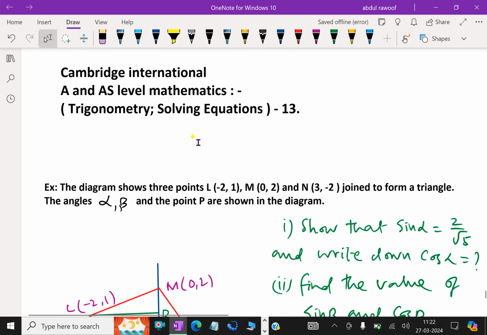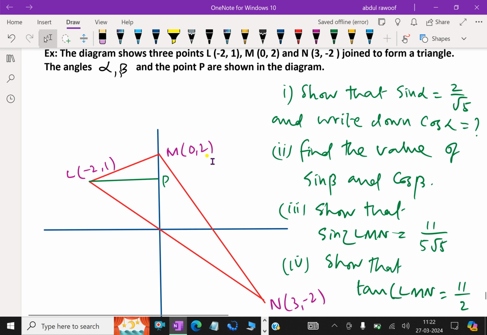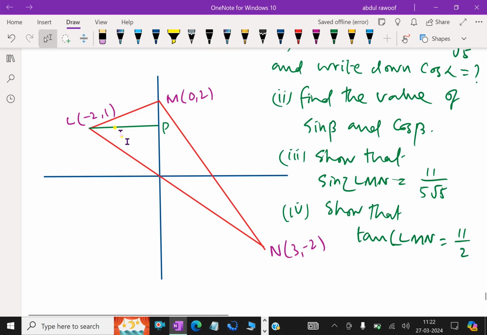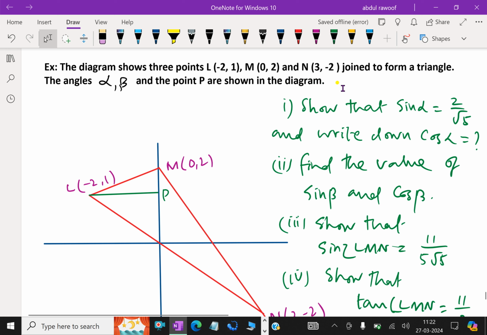Let us do some solving equations. Look at this figure. The diagram shows 3 points L, M and N. The points L, M, N are given as coordinates, and we join them to form a triangle. The angles alpha and beta and the point P are shown in the figure.